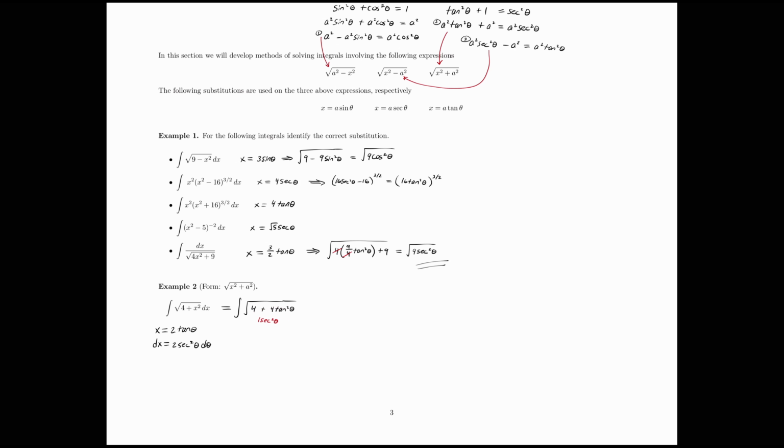Again, this is completely up to you how you want to handle it. I'm always just wondering what's the best way to show here, what's going to make it easier to see. So that, I think, is a little bit more clear, so I'll go with that. Then we have our dx, which is 2 secant squared theta d theta. Okay? So then we take our square root. So that's a 2 secant theta times a 2 secant squared theta d theta, which is 4 times the integral of secant cubed theta d theta.